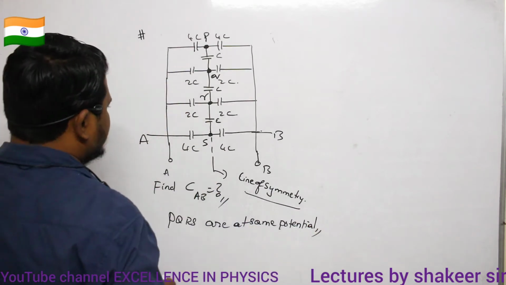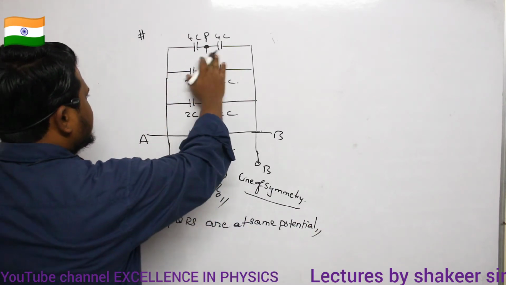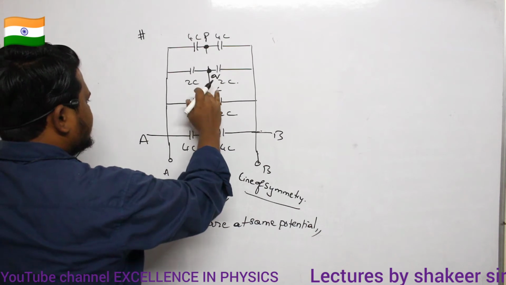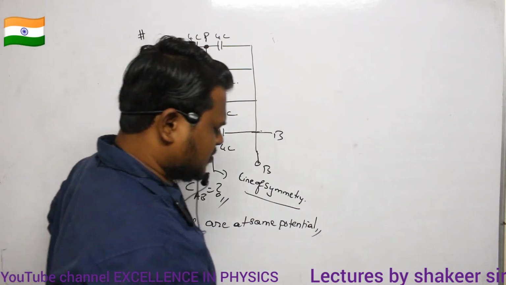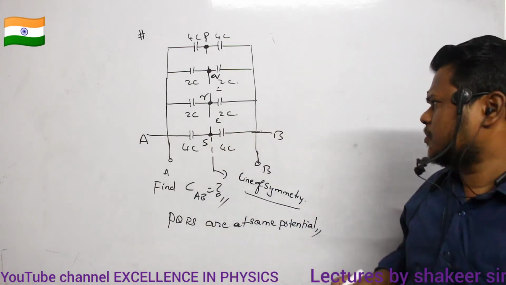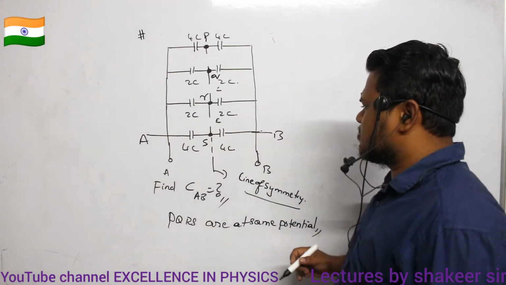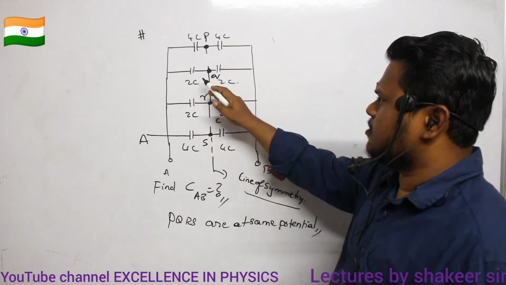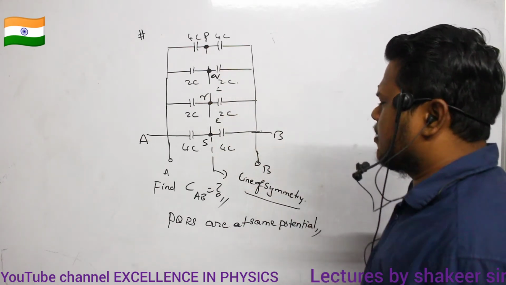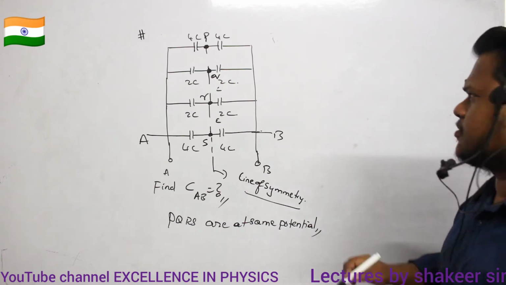So if they are at the same potential, what can I do? I can remove this capacitor, this capacitor, this capacitor. Now if 3 capacitors are removed, can you say what is the equivalent circuit I got? So what are the capacitors which are connected in series? 4C and 4C in series, 2C and 2C in series, 2C and 2C in series, again 4C and 4C are connected in series. Okay?